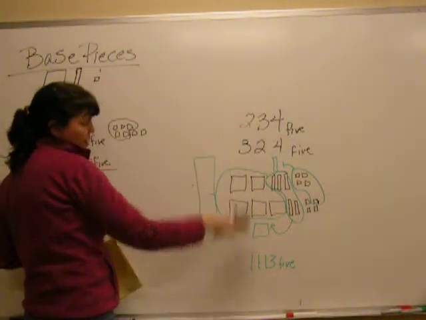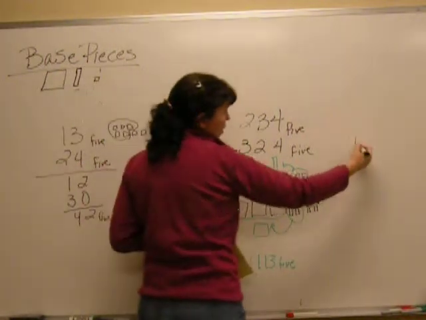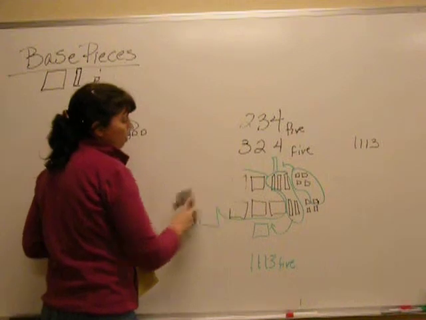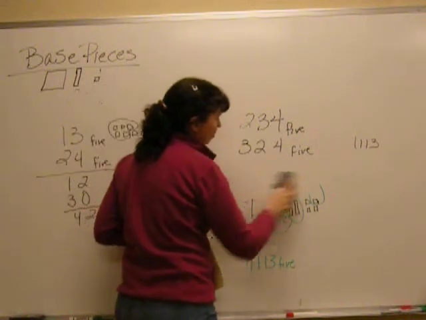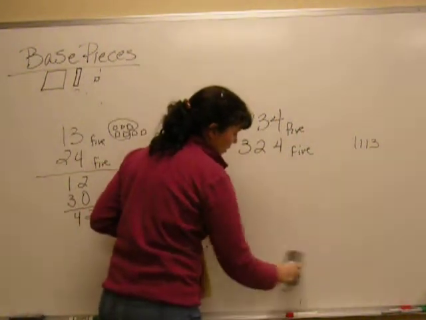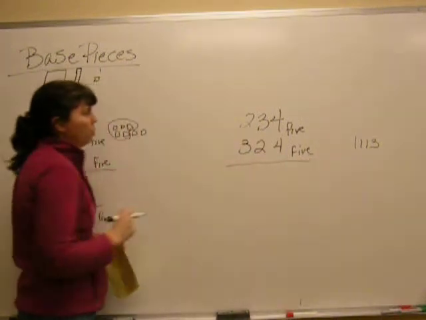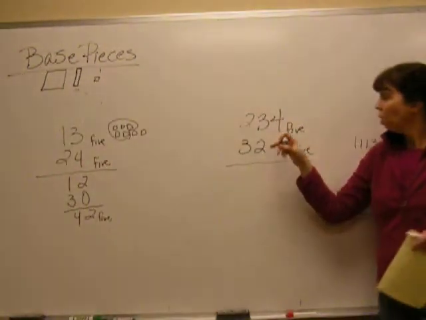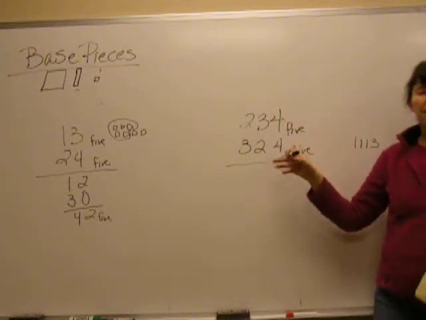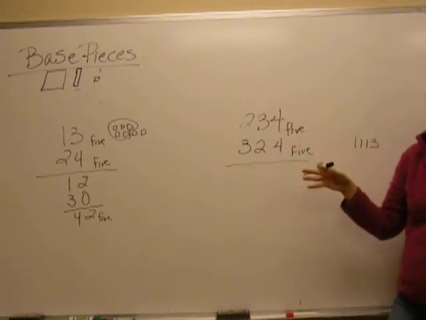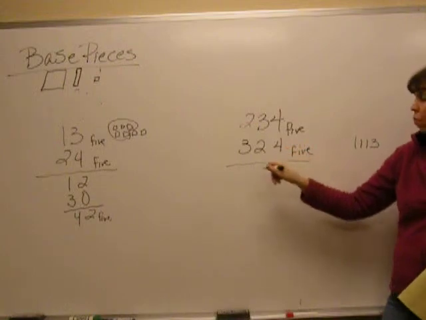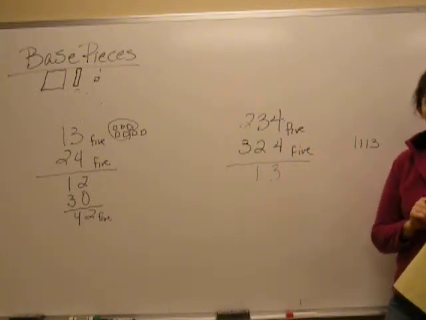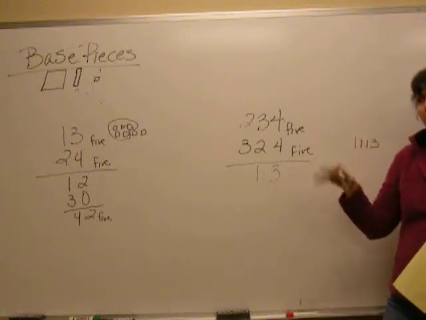Let's try this same problem. We know the answer is 1, 1, 1, 3. Let's see if we can do it with one of the algorithms. Okay, I'm going to use the partial sum one again. So, 4 plus 4, well, that's 8, but let's think about it in groups of 5. So that would mean I'd have one group of 5 with 3 left over. Okay, I got to 5, and then it went over 3.